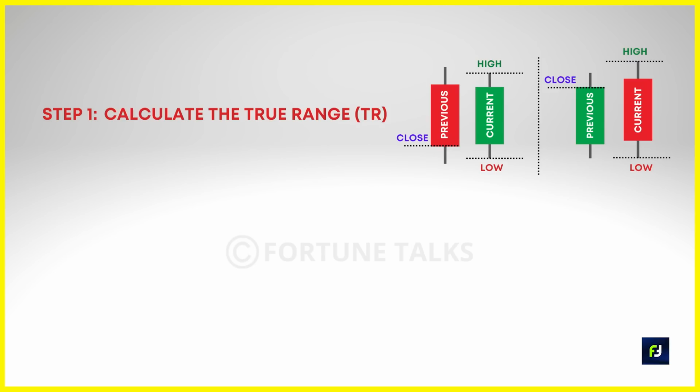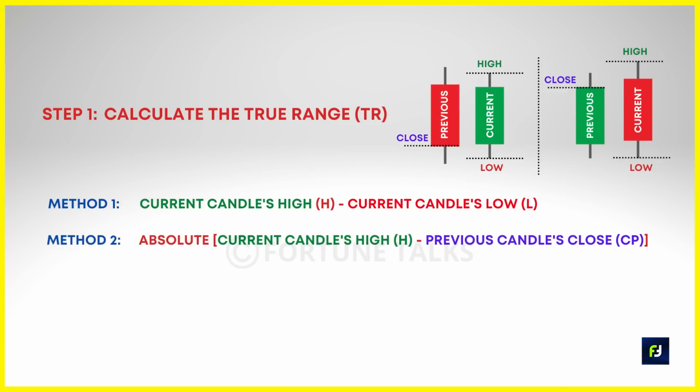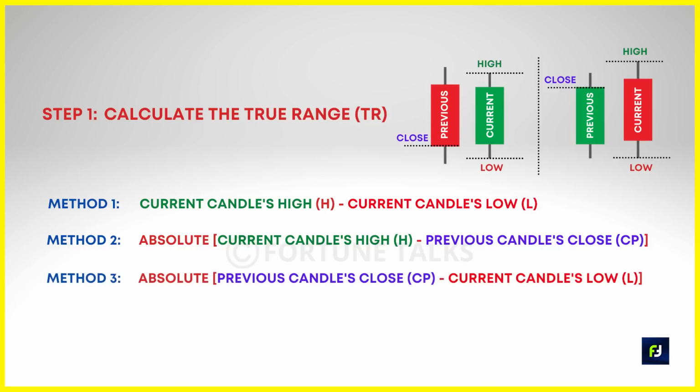So here's how you should do it. The first method is to subtract the current candle's low price from the current candle's high price. The second method is to find the absolute value of the difference between the current bar's high and the previous candle's close price. And finally, the third method is to find the absolute value of the difference between the current bar's low price and the previous candle's close price.